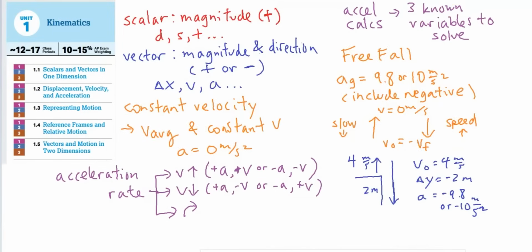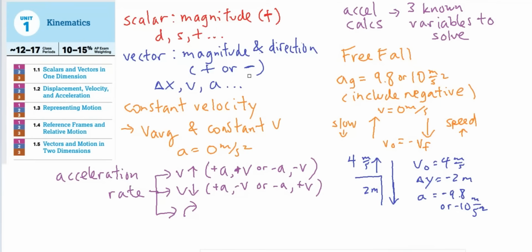For Unit 1, we have kinematics. We have some basic terminology: scalar versus vector. Scalar, which is just purely a magnitude that's only positive. Some common examples are distance, speed, and time. For vectors, things with magnitude and direction, which would be depicted with a positive or negative sign for the direction, or also with an arrow. Common vectors are delta x, displacement, velocity, and acceleration.